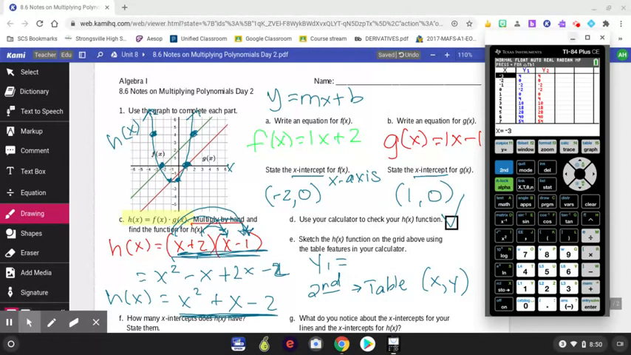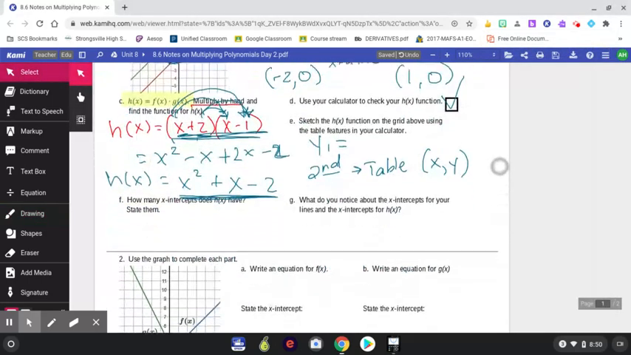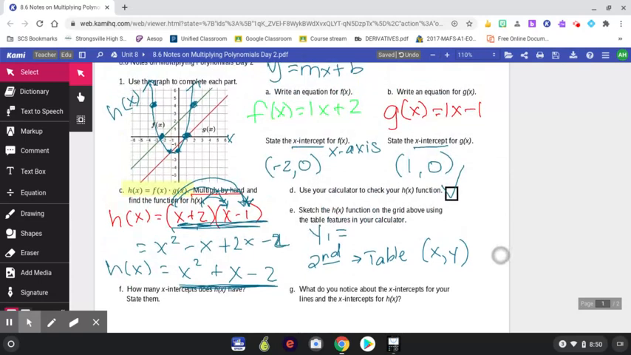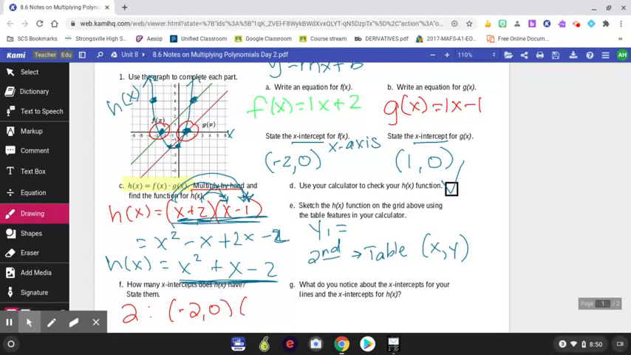Okay. So now let's take a look at what the remaining question says. It says, how many x-intercepts does h of x have? Okay, well, h of x is this U-shaped graph, and it looks like it crosses the x-axis twice. It has 2 of them. And again, it looks like it shares the x-intercepts of these 2 lines. So that seems interesting. So I'm just rewriting the same x-intercepts we wrote for the lines of f of x and g of x, -2, 0, and 1, 0.